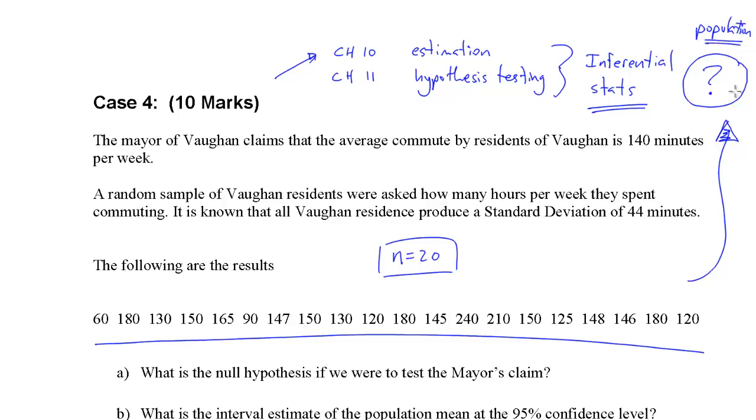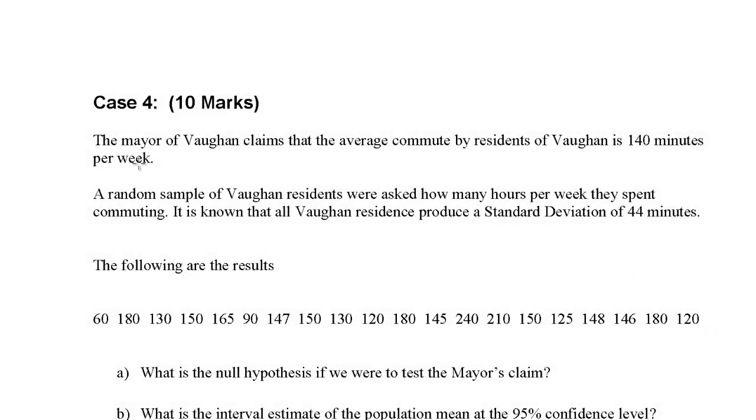So let's have a look and see what the question itself is about. The mayor of Vaughan claims that the average commute by residents of Vaughan is 140 minutes per week. Okay, so far we've got a claim. So we don't know if this is true, it's just what's claimed. And the claim deals with the average commute.